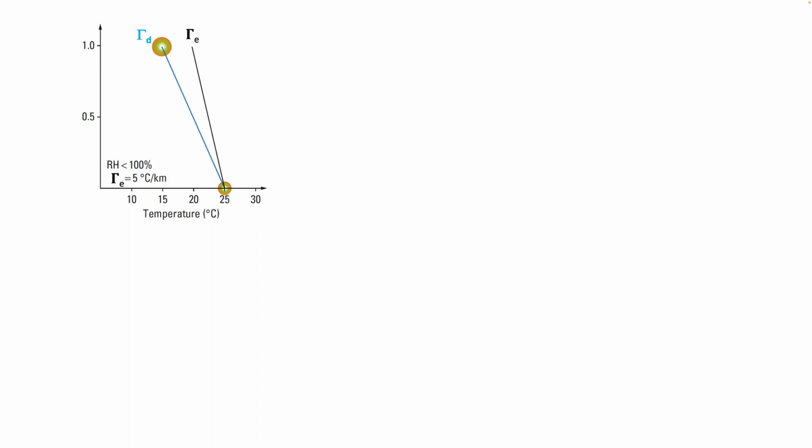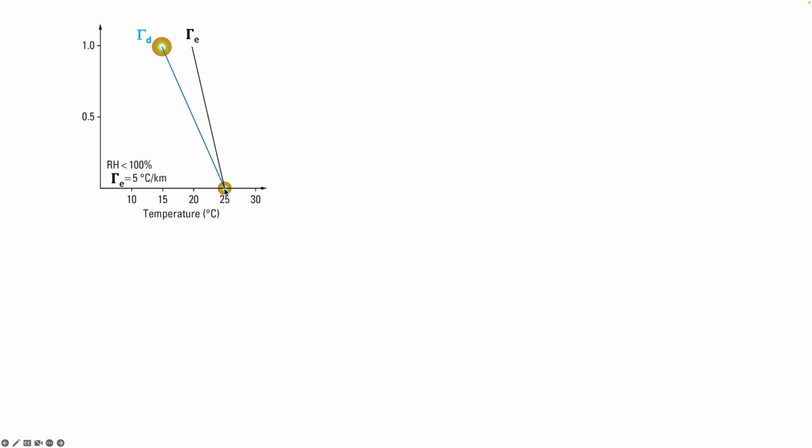Now let's consider the example where we take our environmental lapse rate and define it to be 5 degrees Celsius per kilometer instead of 15 degrees Celsius per kilometer. So in this case, what you see is that the rate of cooling in the environment is much smaller than it was in our previous example. So you have to go up a kilometer in the environment to get a cooling of only 5 degrees Celsius.